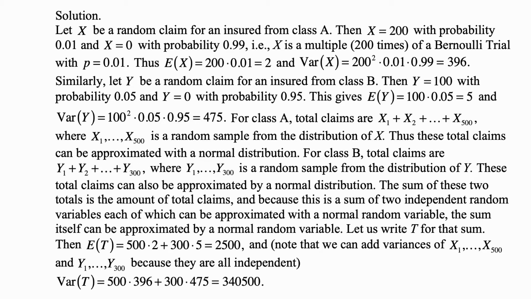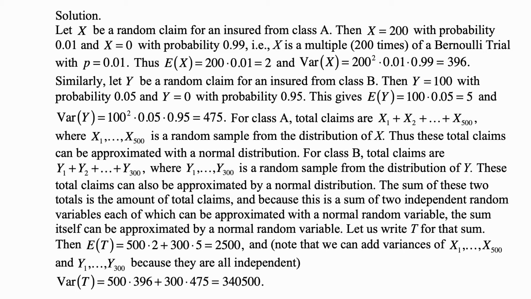And here's the solution. Let us write X for the random claim for an insured from Class A. Then X equals 200 with probability 0.01 and X equals 0 with probability 0.99. So X is 200 times a Bernoulli trial with probability of success p equal to 0.01. Therefore, the expected value of X is 200 times 0.01, which is 2, and the variance of X is 200 squared times 0.01 times 0.99, and that's 396.